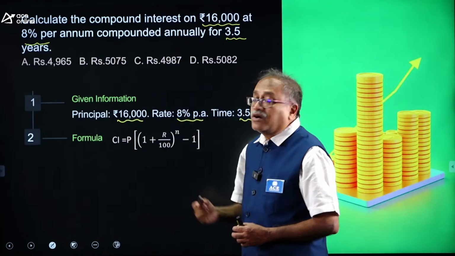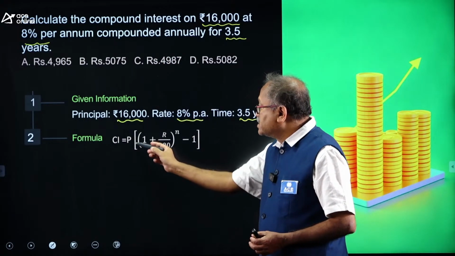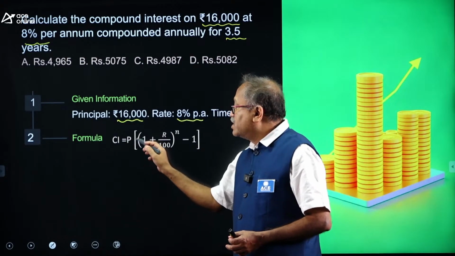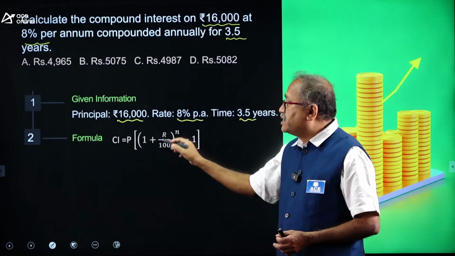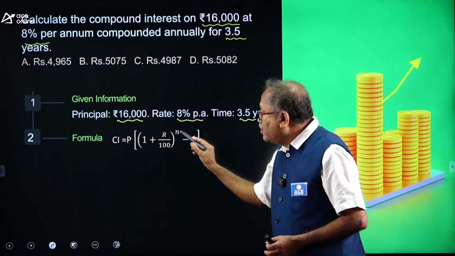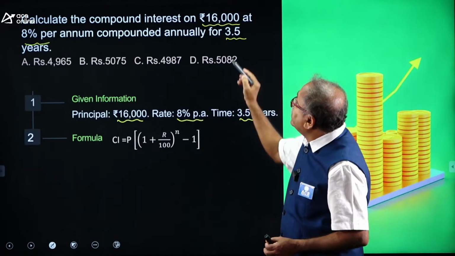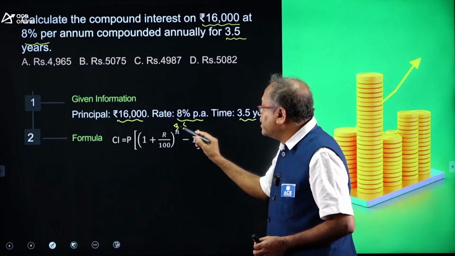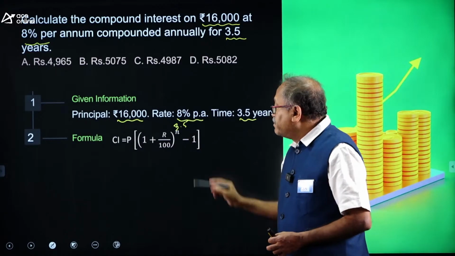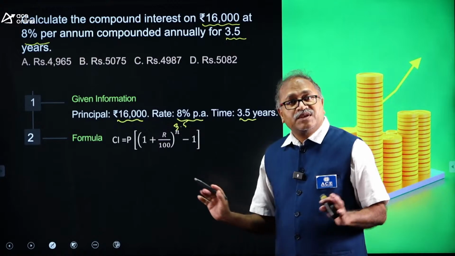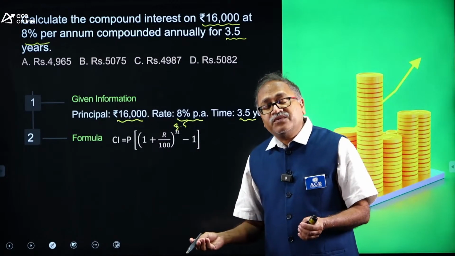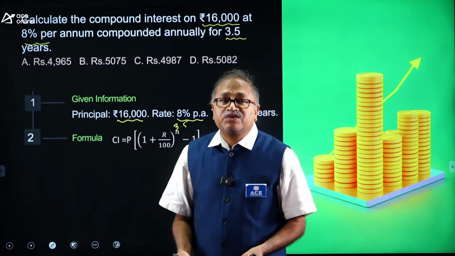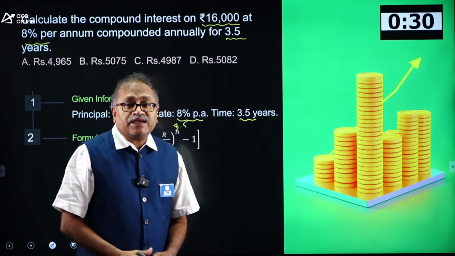Find the compound interest, and we know the formula for compound interest: CI is equal to P into the whole bracket 1 plus R by 100 to the whole power n, minus 1, and n is here 3.5. That makes the question a little complicated. Either you apply the formula or you apply the alternate method. I will discuss the best possible method after 30 seconds.